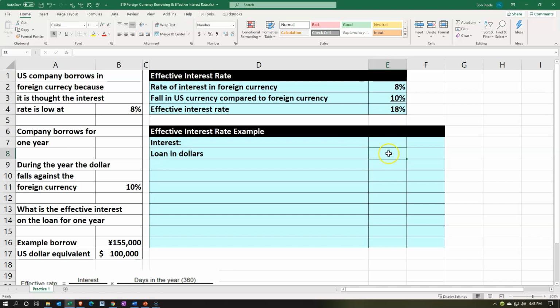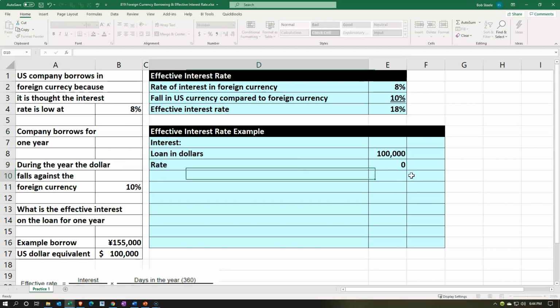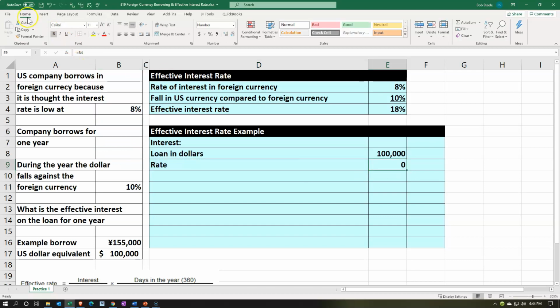But just to get an idea of this, we've got the US equivalent dollars. This is what we would have to record as the payable on our books, the 100,000. And then we're going to say that the rate of interest is 8%. So we've got an 8% interest rate. I'm going to percentify that by going to the Home tab, Numbers, Percentify. Then we're going to go Home tab, Font Group, and Underline. And that's going to give us the interest.